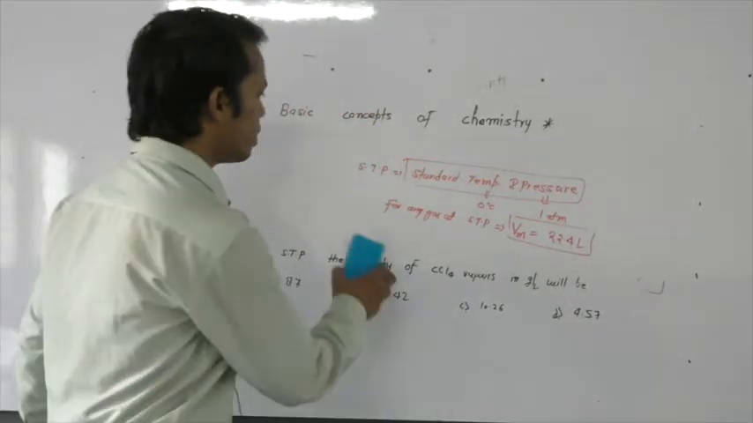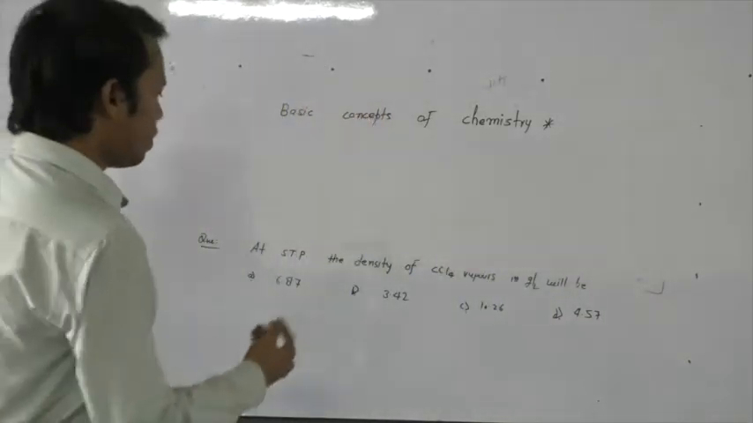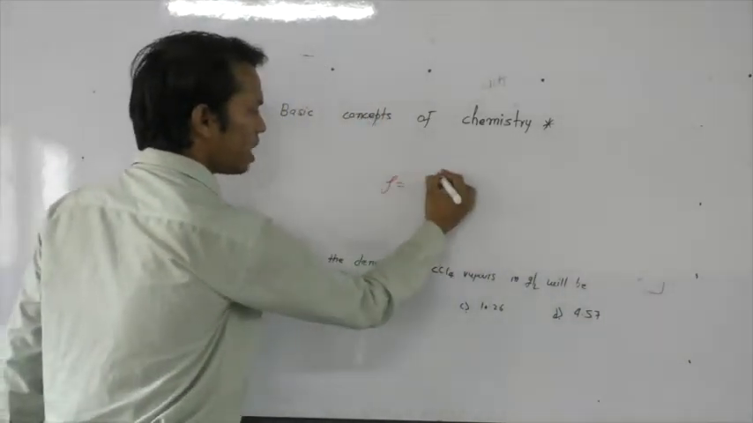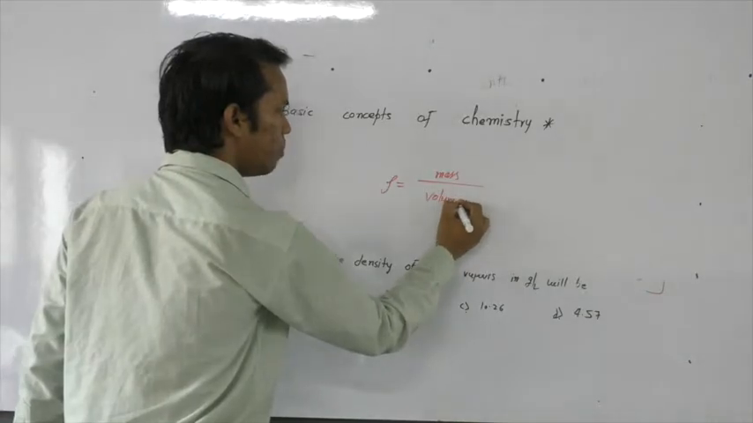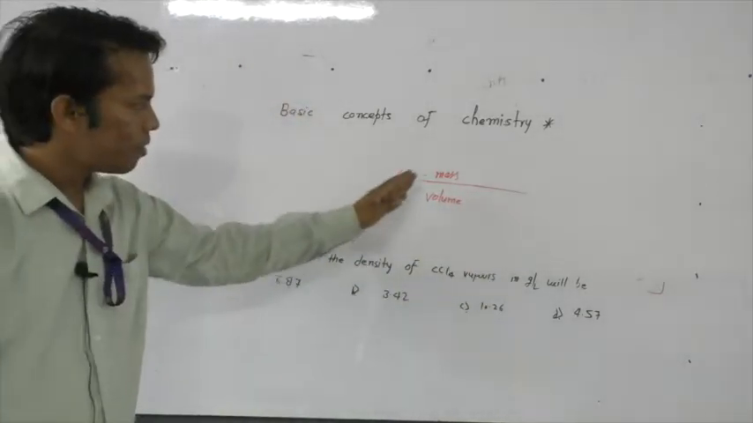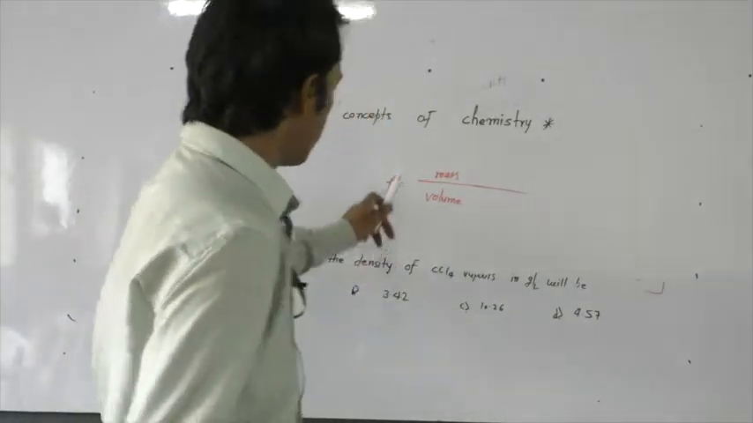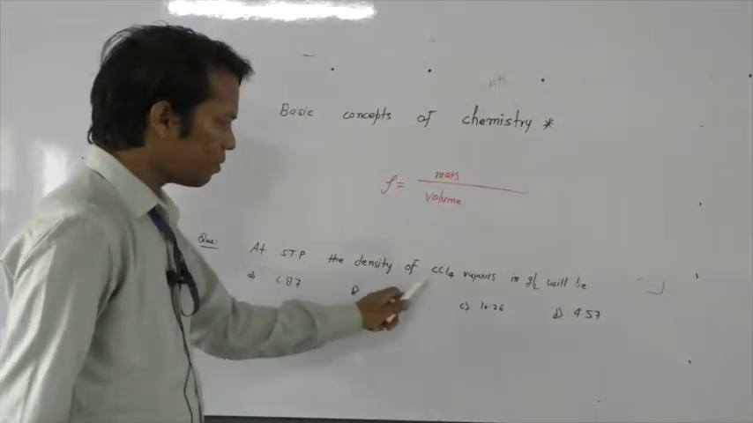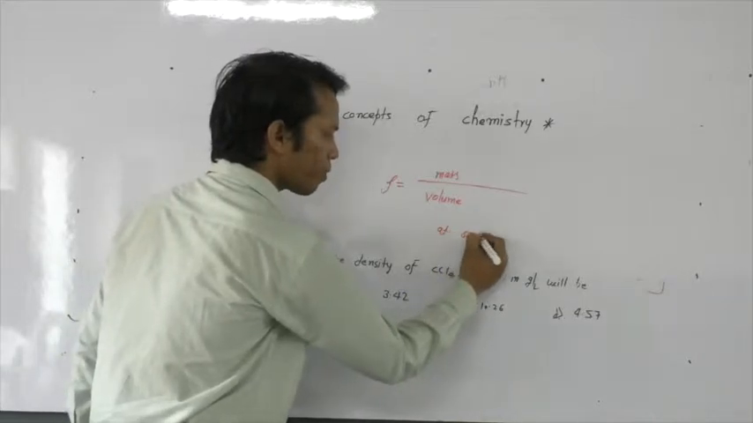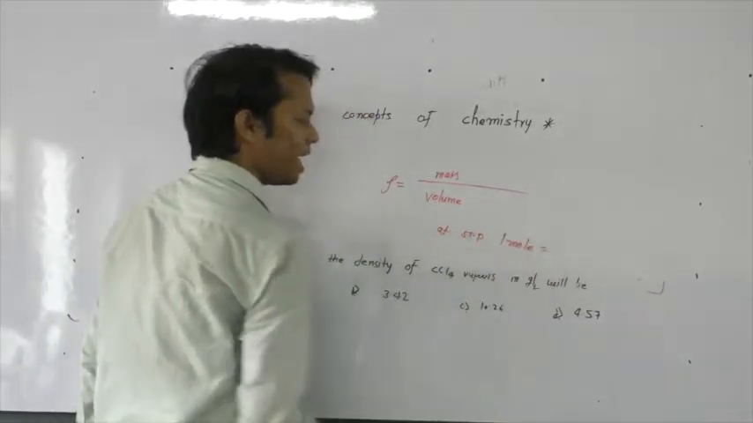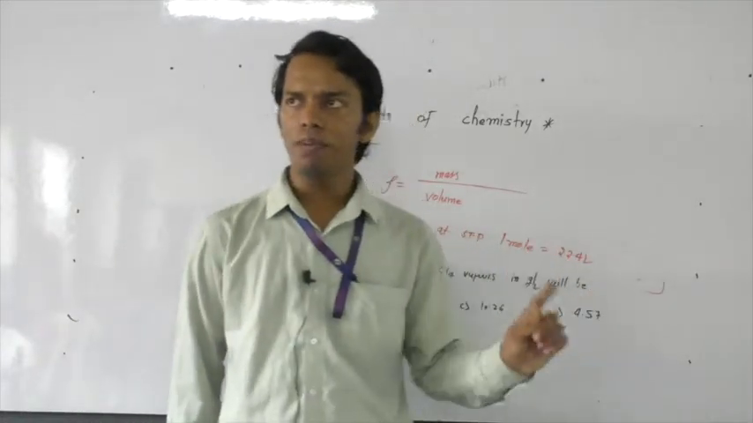How will you do it? First write this. Now, they are asking for density. What is density? Density is mass by volume, correct? Mass of CCl4 divided by volume of CCl4. What we have to do here: at STP, you know that for 1 mole of any gas the volume is 22.4 liter, correct?